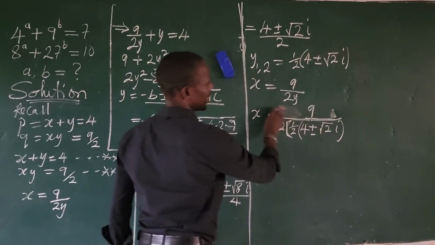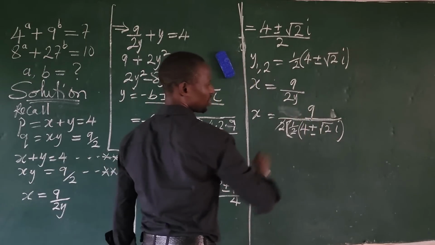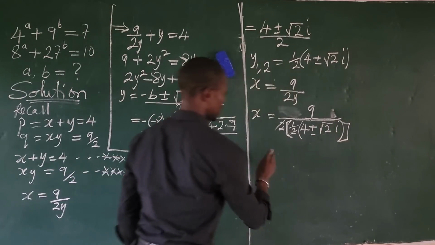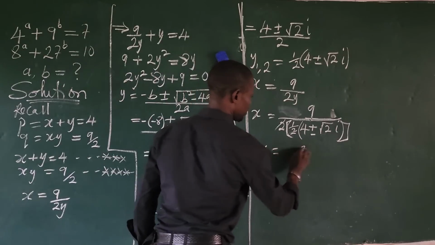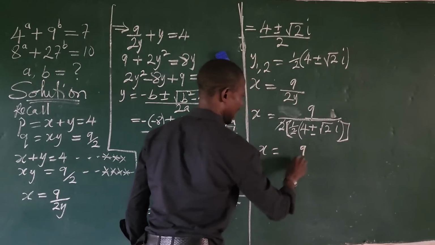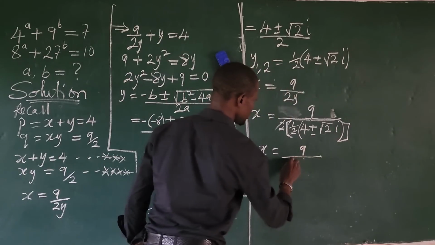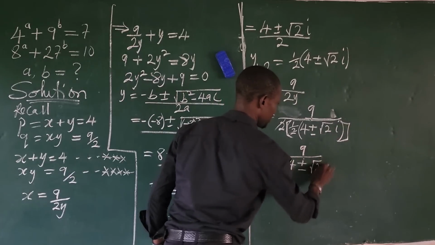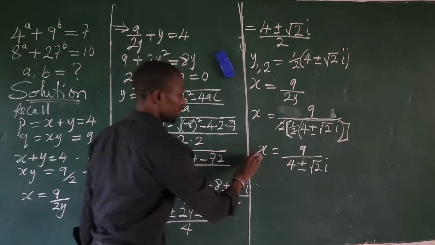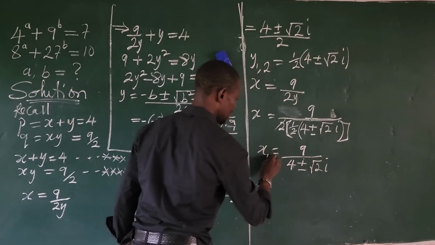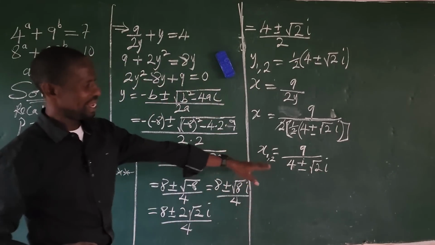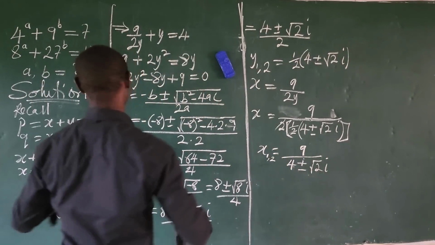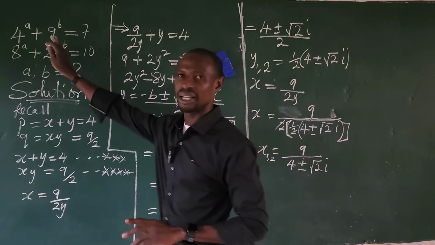So we have here 9. This 2 goes with this 2. Okay? All right, so since we have this, we now have x is equal to 9 all over 4 plus minus the square root of 2 iota. So now we have x1 and x2 in here again. Now we've gotten this. Then we now go back to get our a and b.